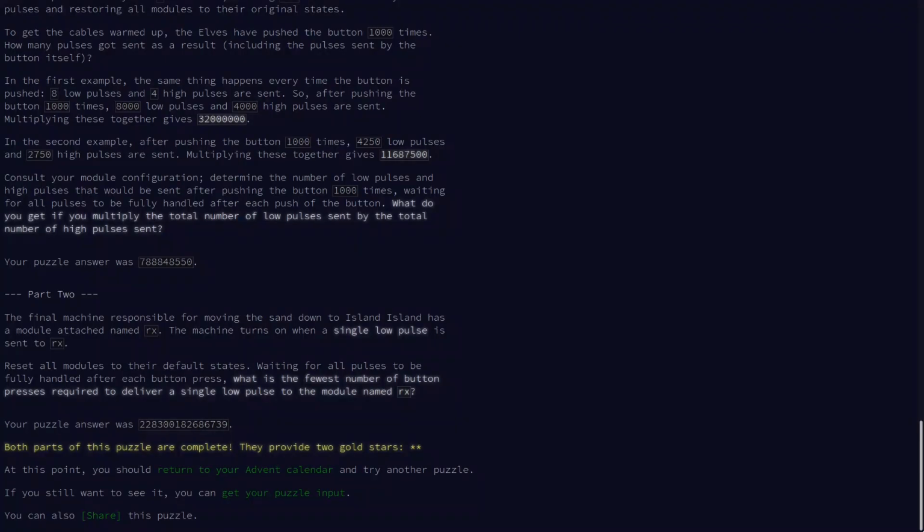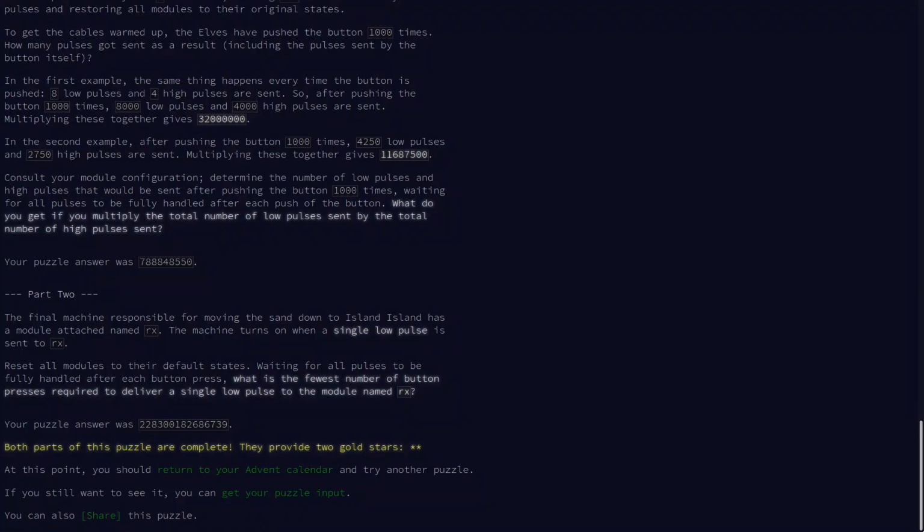In the second part, we are told there is a special module named Rx, and the machine turns on when a single low pulse is sent to Rx. We must find the fewest number of button presses required to deliver a single low pulse to the module named Rx. That is very difficult for arbitrary combinations of flip-flop and conjunction modules.